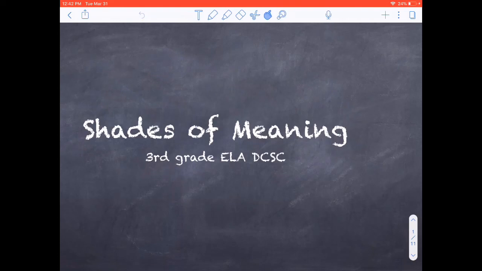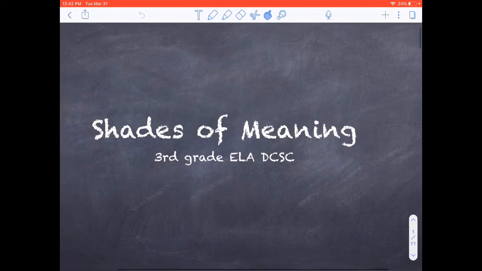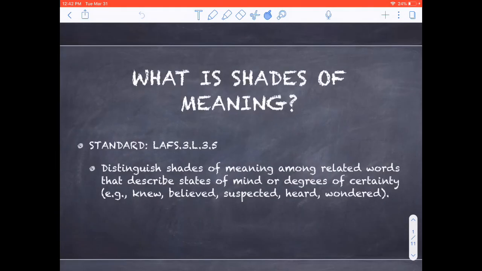We are going to be working on shades of meaning today, which is very similar to the context clues you did yesterday. We're just going to be a little more specific, figuring out when to use each word and why. Shades of meaning is when you distinguish the shades of meaning among related words that describe states of mind or degrees of certainty.